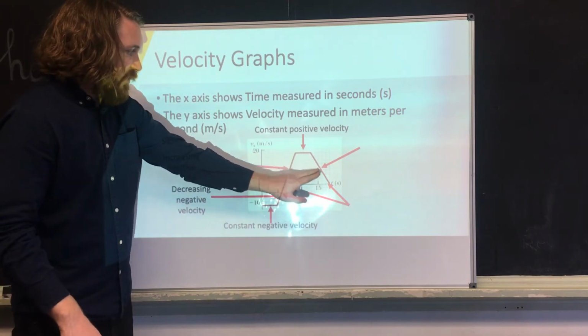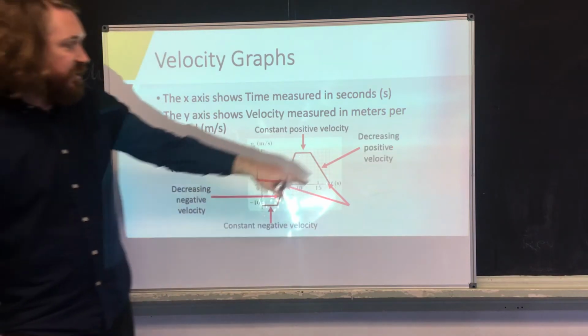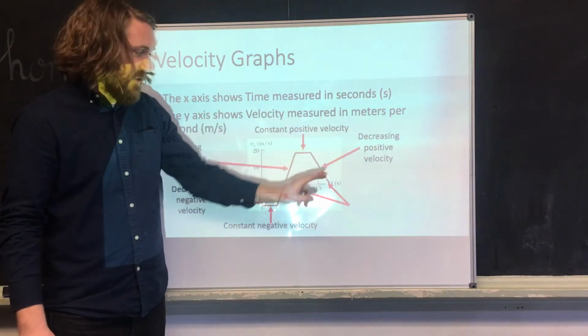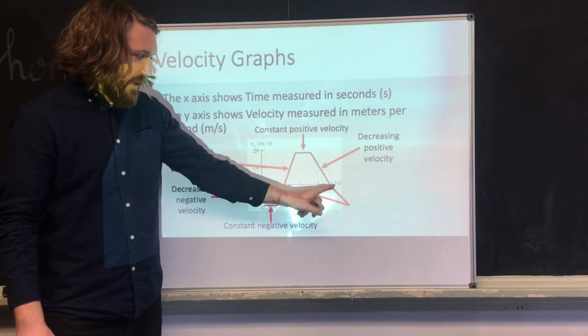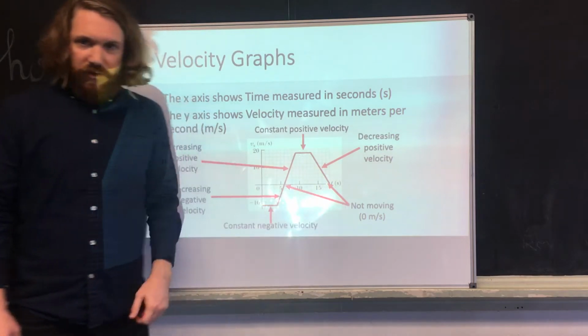And then here, we have a line going from 18 meters per second back down to 0. So this is a decreasing velocity. It's positive because it's still above 0. And then here and here, our velocity is 0 meters per second. So we are not moving.